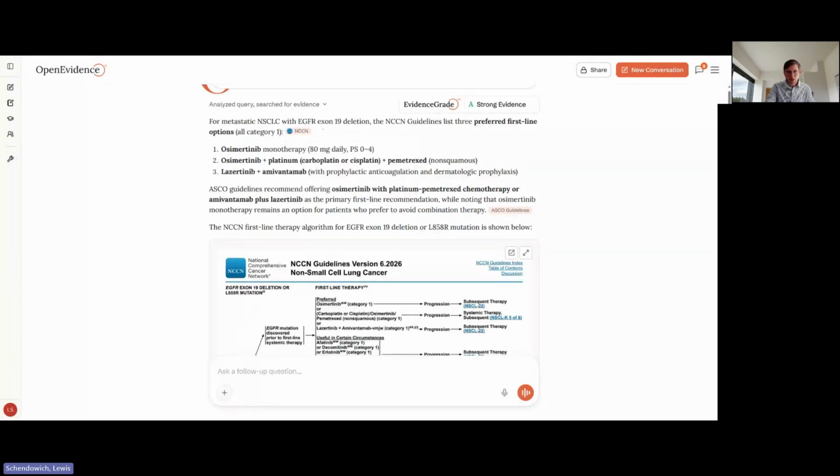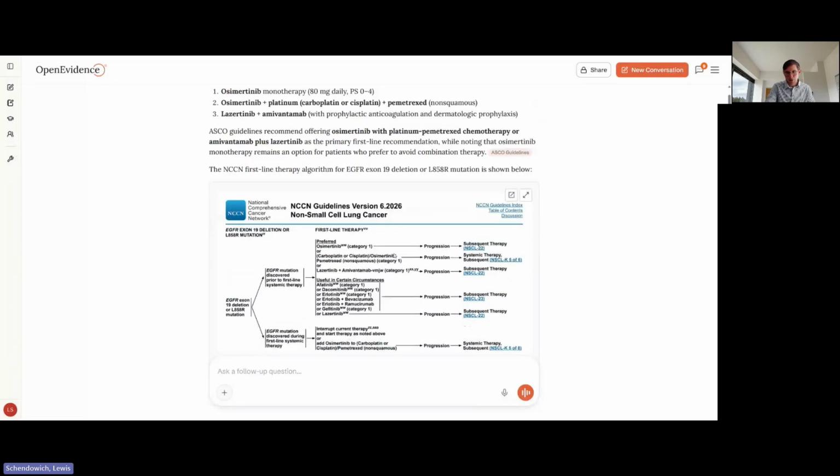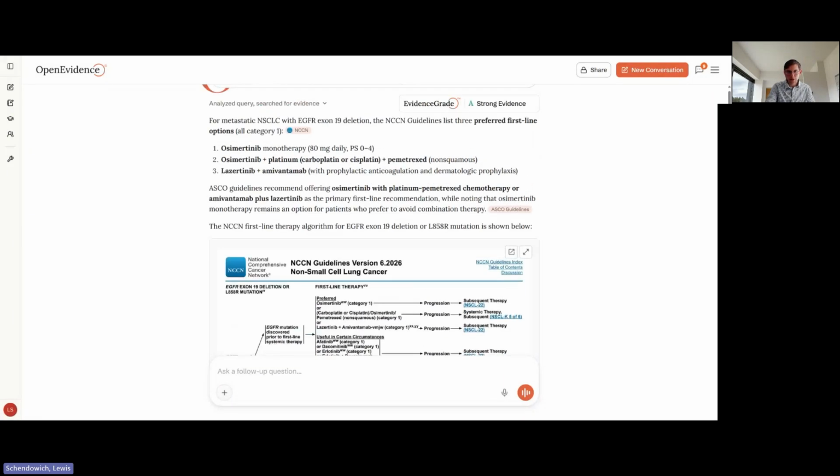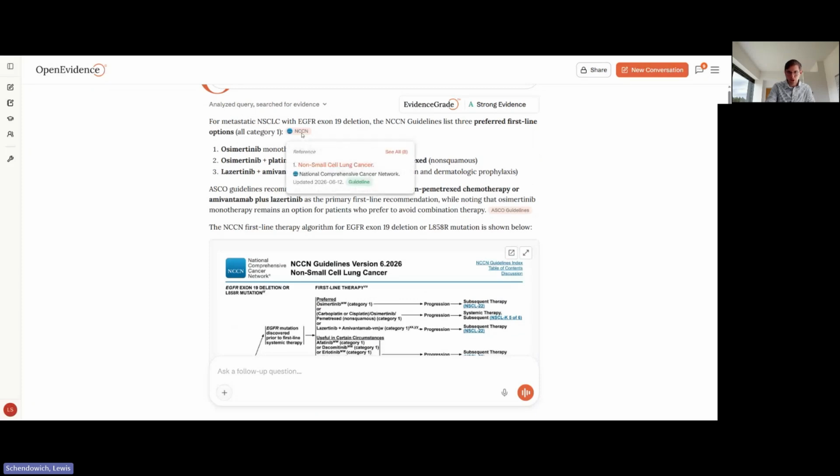For metastatic lung cancer with EGFR exon 19 deletion, it provides the three first-line categories: osimertinib, chemotherapy plus osimertinib, and lazertinib plus amivantamab. And it also pulls up concurrently the guidelines from the NCCN. So you can clearly see what recommendation it's giving and the source of where it's coming from. This is a link that you can actually click on as well.